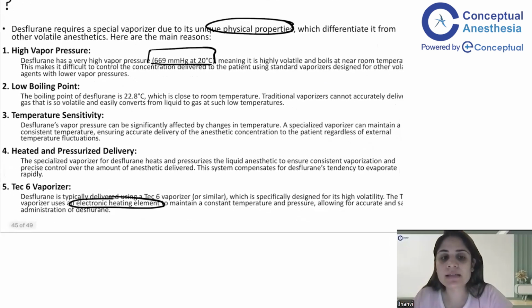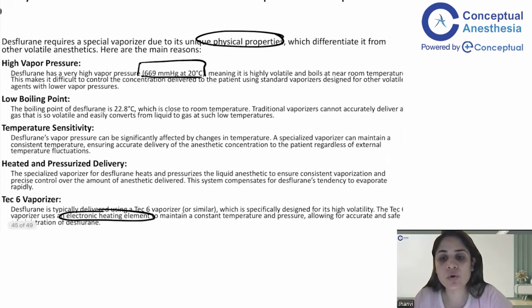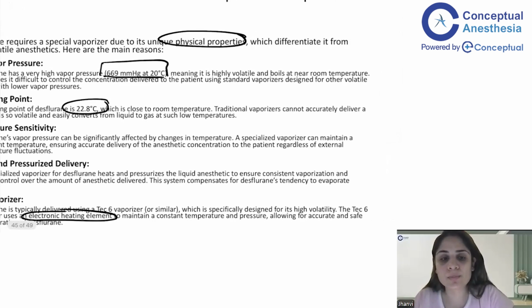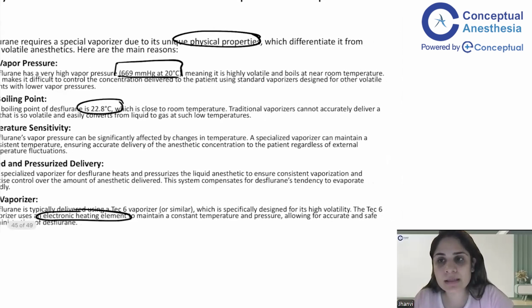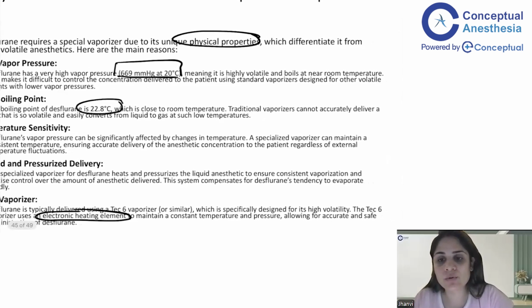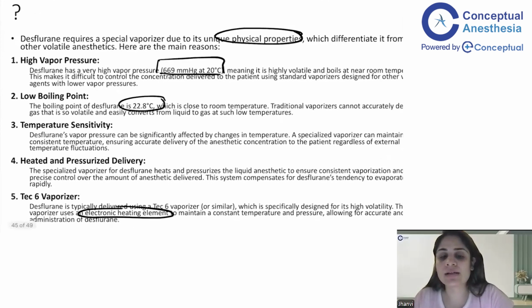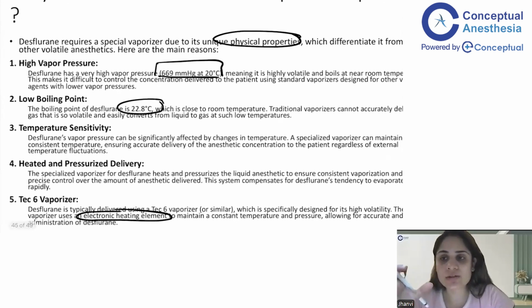Okay. Another thing is that desflurane has a very low boiling point. The boiling point of desflurane is about 22.8 degrees Celsius, which is close to room temperature. If you use a normal traditional vaporizer like for iso, sevo, whatever we use, it cannot accurately give the right concentration of desflurane that you want, because desflurane is so volatile that at room temperature it always wants to get converted from the liquid to the gaseous state. Okay. So this is the reason why we need a special vaporizer for desflurane.